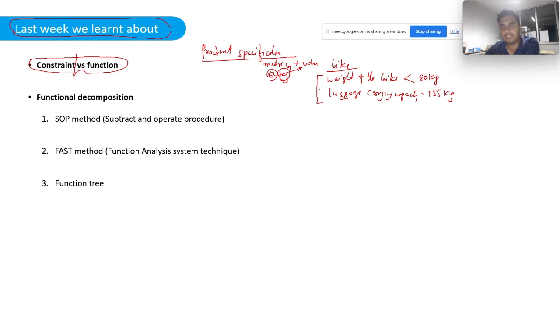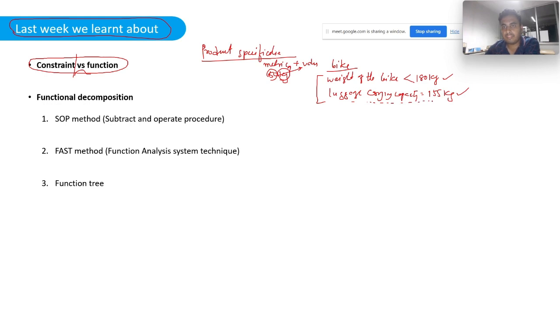Weight of the bike less than 180 kg is a constraint under which we have to design the bike, and luggage carrying capacity equals 155 kg is a function that we have to maintain. At least it should be able to sustain this much luggage. Why do we define this one as a constraint and this one as a function? Because the above one is restricting the weight of the bike with a metric value. That's why I consider the weight of the bike less than 180 kg a constraint for designing the bike.